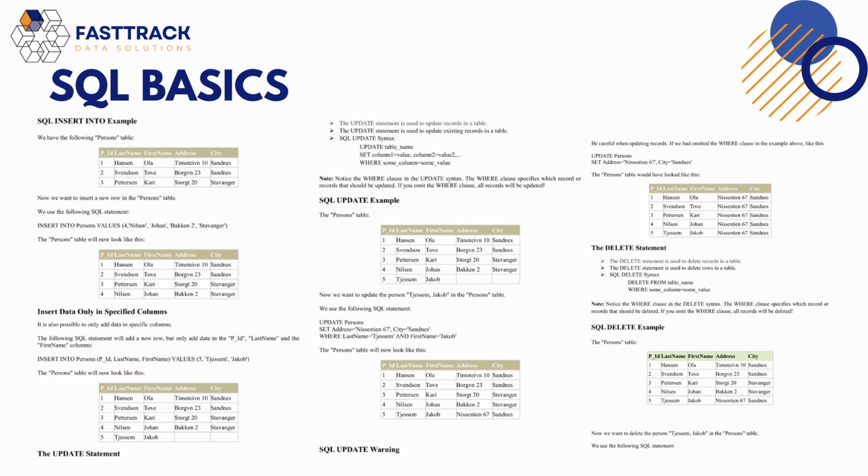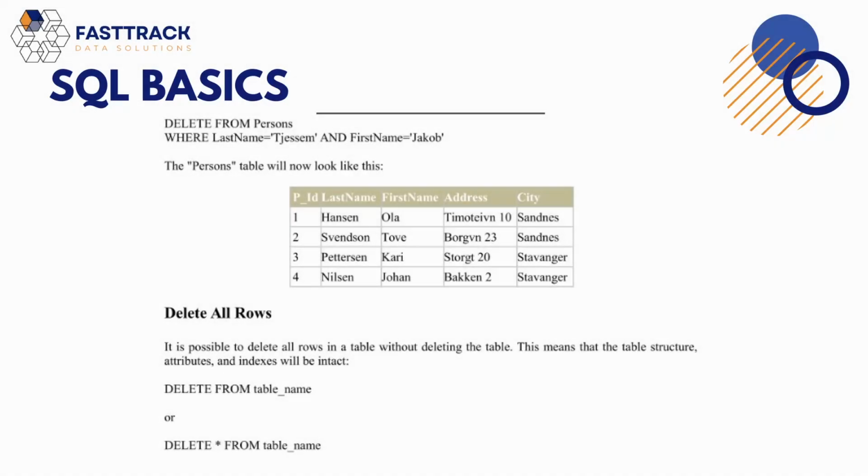Next is update. Update is used to modify existing data in a table. A quick warning here, always be careful when using update. If you forget the where clause, you could accidentally update every row in the table. So it's a best practice to first run a select to see what rows will be affected before running an update. Next is delete. Delete removes records from a table, and just like update, it should almost always be used with a where clause. Without it, you risk deleting all the data in the table. Finally, if you really want to delete all data from the table, we can use delete from table_name.